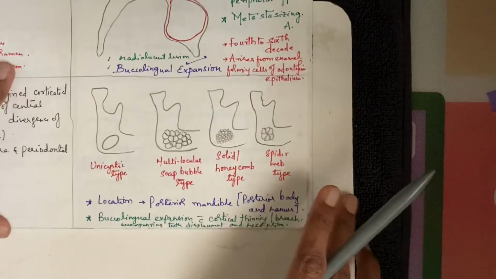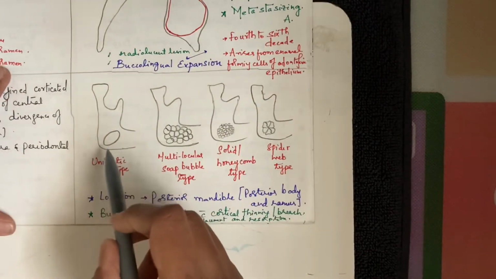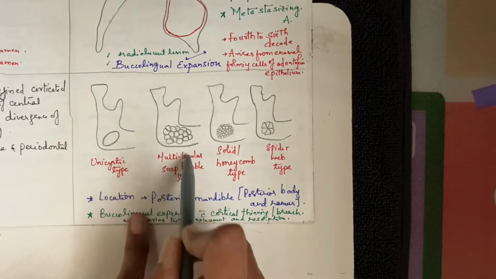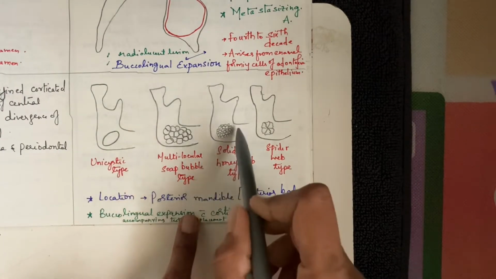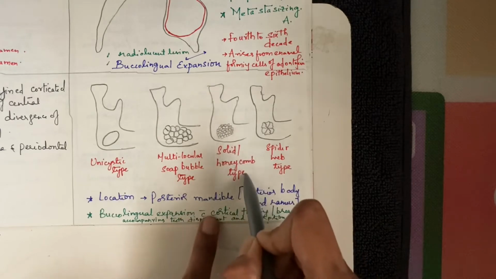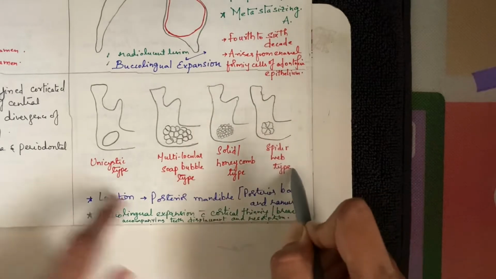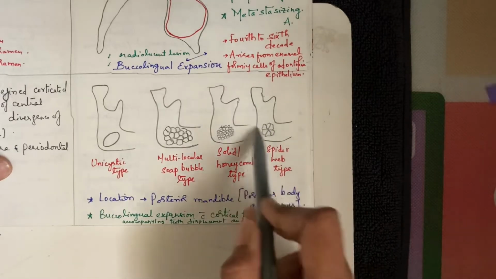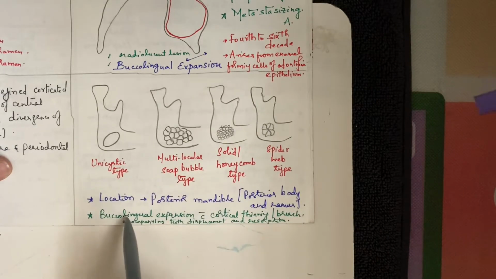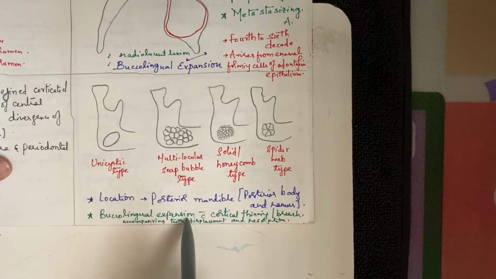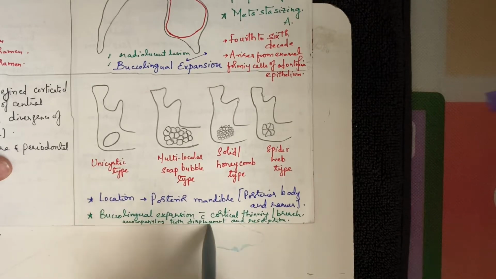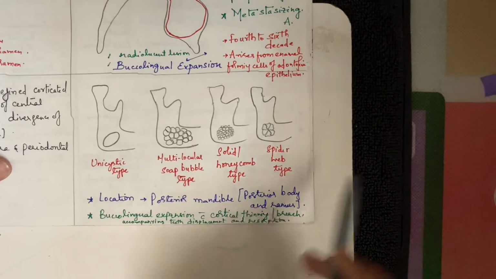So types of ameloblastoma: we have unicystic type, we have multilocular type which gives a soap bubble appearance, we have solid type with honeycomb appearance, and we have spider web type. Location: posterior mandible, the posterior body and ramus is the most common site. It has a buccolingual expansion with cortical thinning and breach. Accompanying teeth show displacement and resorption.